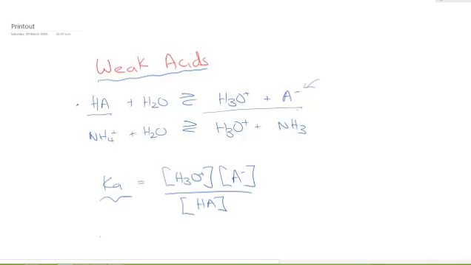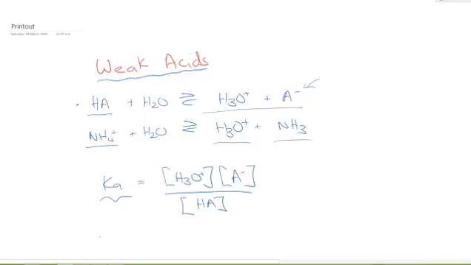Now to give you an example, it would be the same as ammonium, which is a weak acid, which dissociates into the hydronium ions and NH3, the conjugate base. So the general expression is Ka equals [H3O+] times [A-] over [HA].